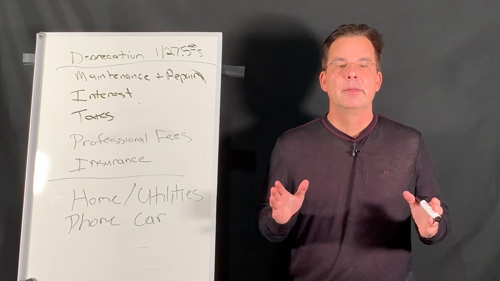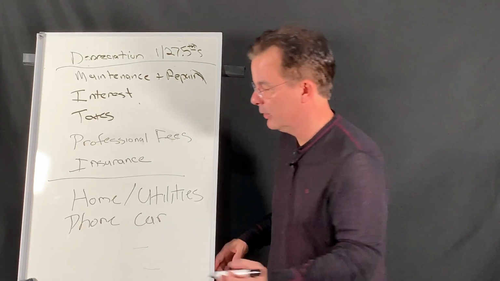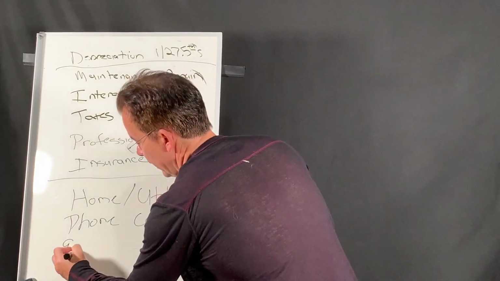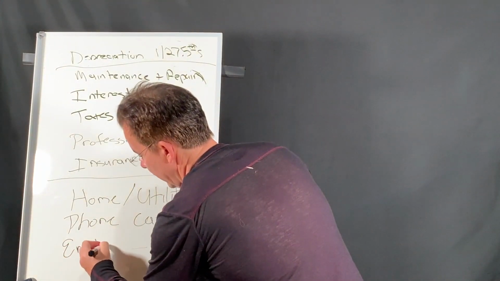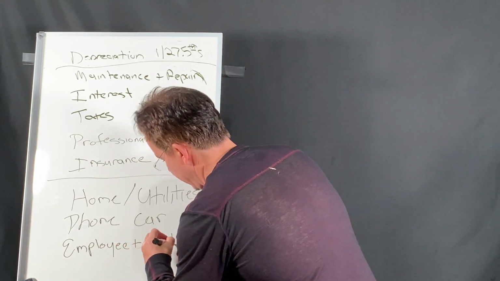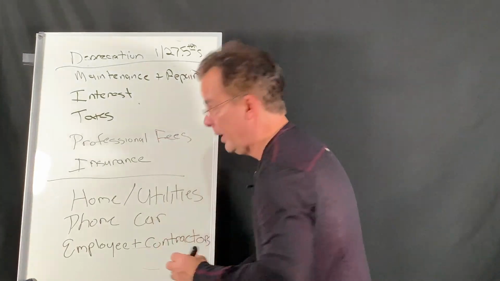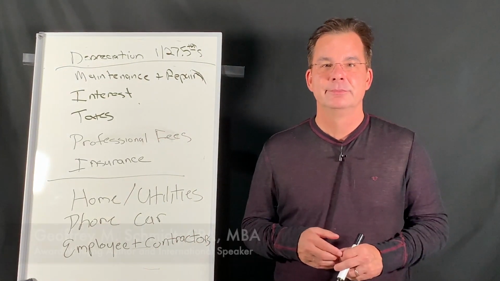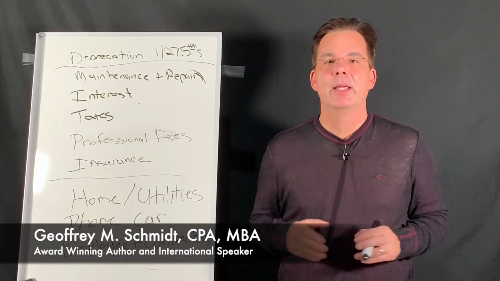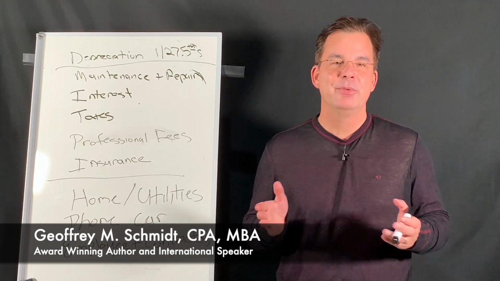Number 9, the last one relates to staff. Whether you have employees or you have contractors that work for you, the cost to bring them on board and pay them is a deduction. So there you have it, my top 9 list for you for landlord tax deductions. I hope you find this useful.